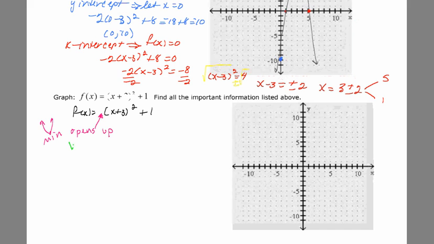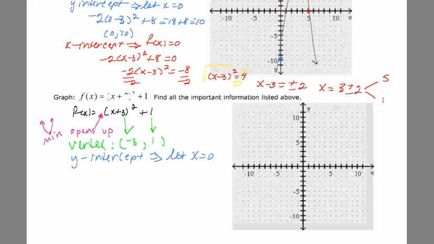Let's actually find the vertex. It's just going to be the h and the k that drop out of the problem, opposite sign on h, same sign on k, and let's work on the y-intercept. And we're just going to let x be equal to 0. So let's go to that function and plug in a 0. 0 plus 3 squared plus 1 will be 9 plus 1, which is 10. So the y-intercept is at 0, 10.